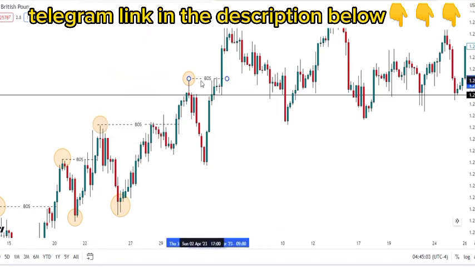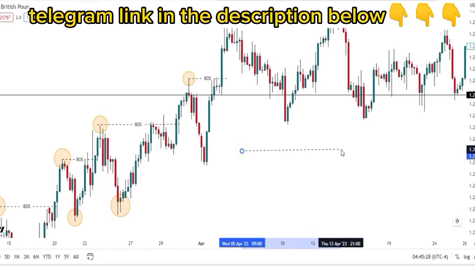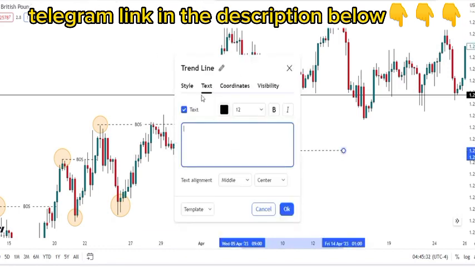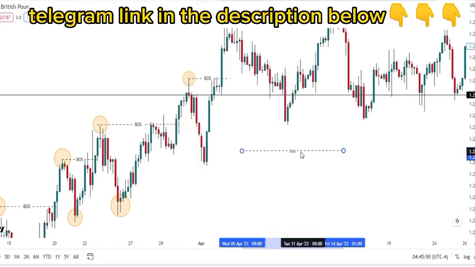Breakout structure here. Okay, if you want to learn how to mark it out, you simply pick your line and just draw it like this. Come to where you see settings, then come to where you see text. In the text, you just put your name, let's say BOS, just an example, and you can put it either in the middle or at the top or at the center. I use it at the middle. Click on OK. You can see it will give you that. So this is basically how to go about it.